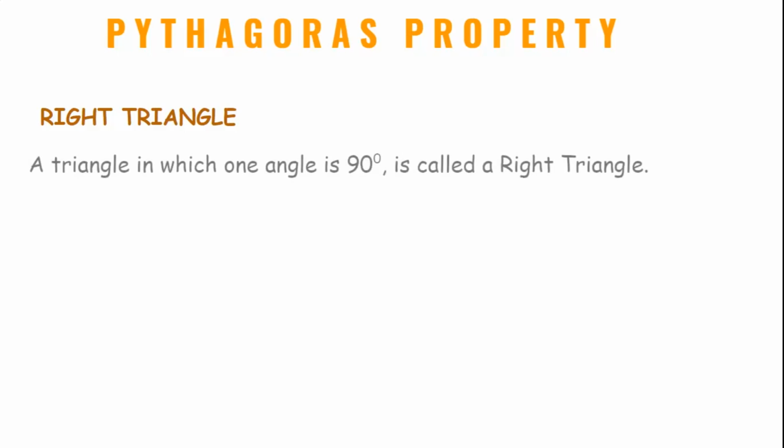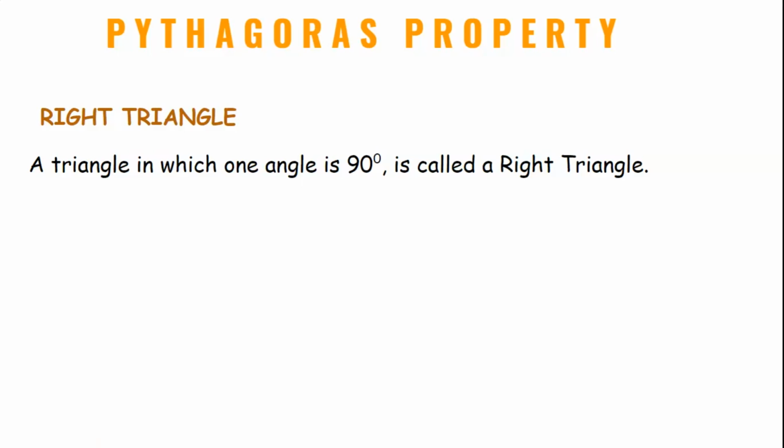Hello children, today we learn about what is a Pythagoras property. Before that, we have to know about right triangle, as Pythagoras property is applicable only for a right triangle. So, a triangle in which one angle is 90 degrees is called a right triangle.